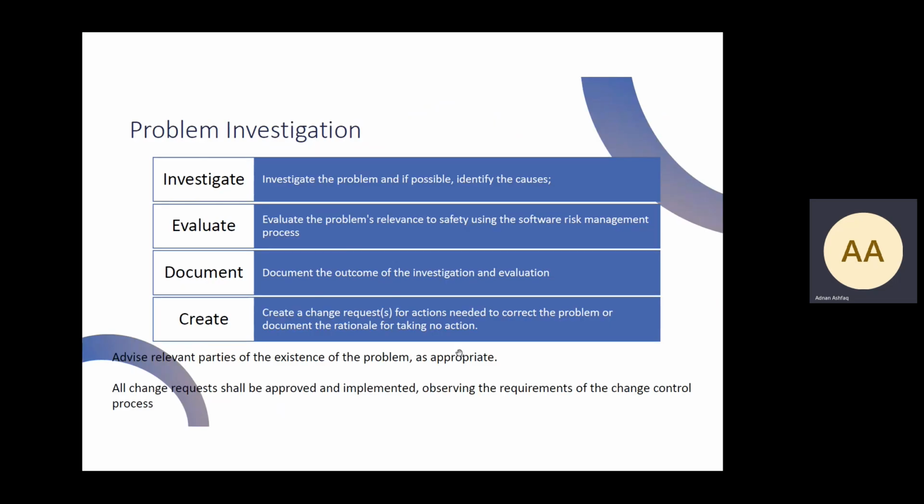And this is a bit like doing a root cause analysis or investigation. It may be something that can be incorporated into your CAPA system, your corrective action, preventive action, where you have investigation, evaluation, and documentation, and then creating the change request. And then also advising relevant parties of the existence of the problem as appropriate. And then all change requests shall be approved and implemented, observing the requirements of the change control process.